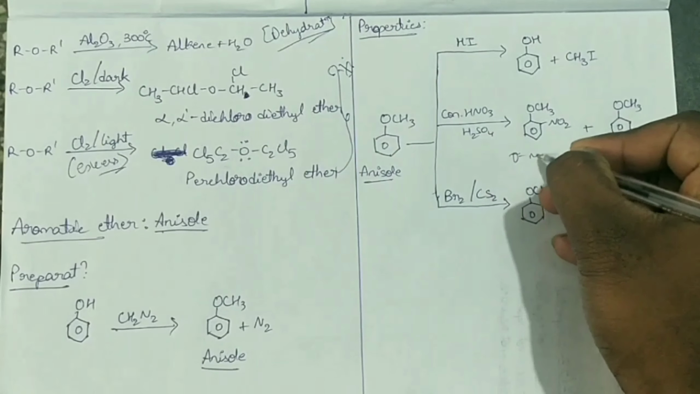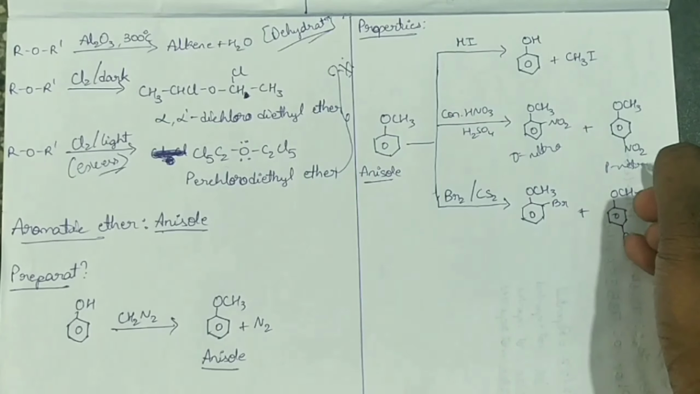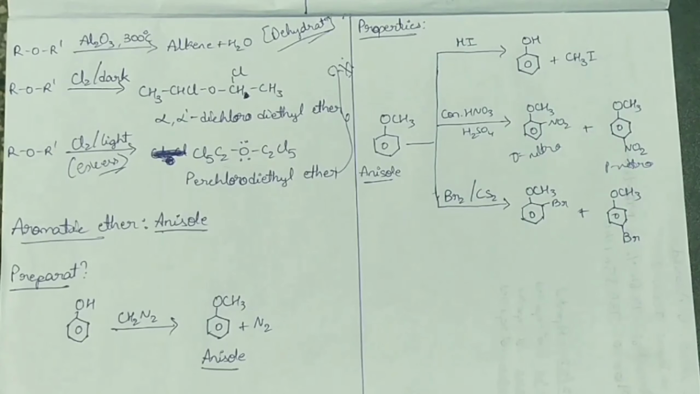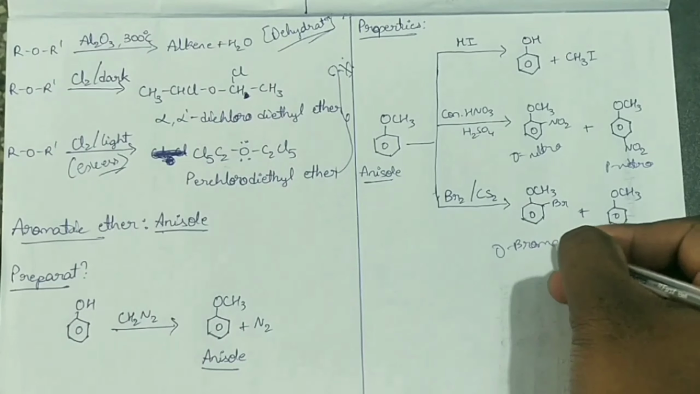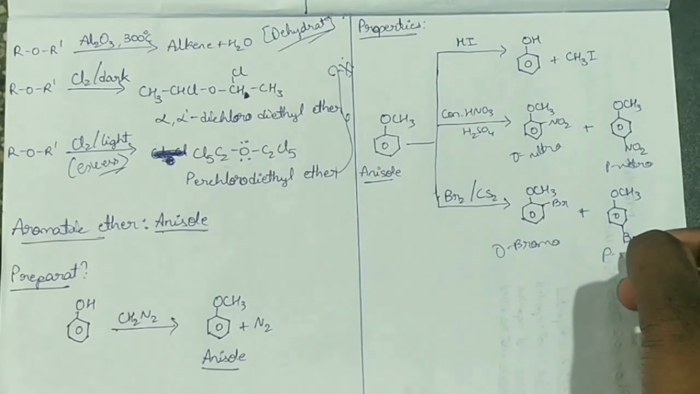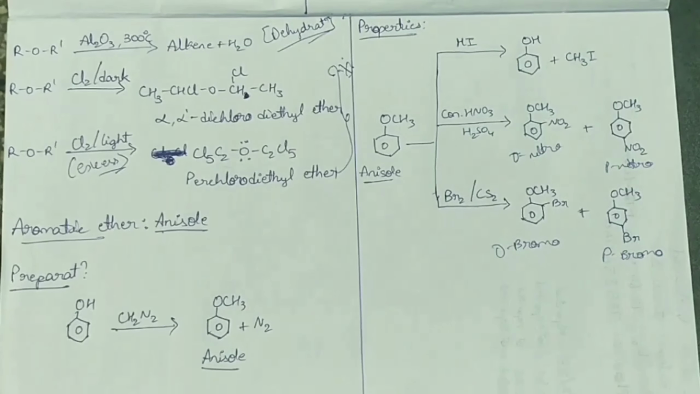Next, anisole reacting with bromine along with carbon disulfide. It's a bromination reaction. It also gives ortho-bromo anisole and para-bromo anisole. So this is about ethers.